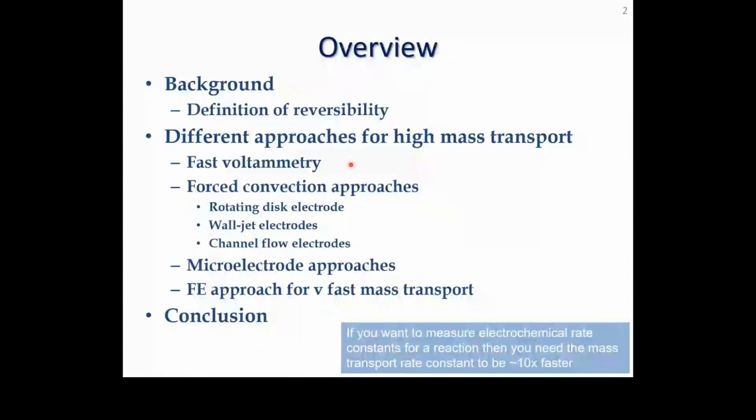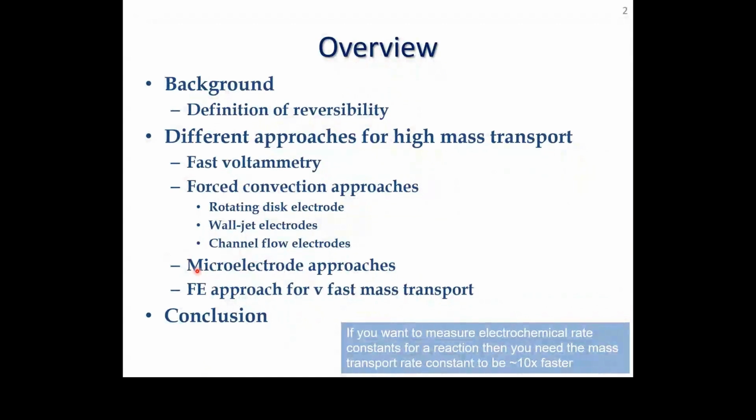First of all, we'll discuss a little bit about the definition of reversibility in terms of an electrochemical system. And then we'll have a bit of a survey of the different approaches that are used for achieving high mass transport in electrochemical systems. And examples that we're going to go through are things like fast voltammetry, approaches that involve forced convection, that is where we accelerate the flow of the electrolyte across the electrode surface. Examples of that are rotating disc electrode, wall jet and channel flow.